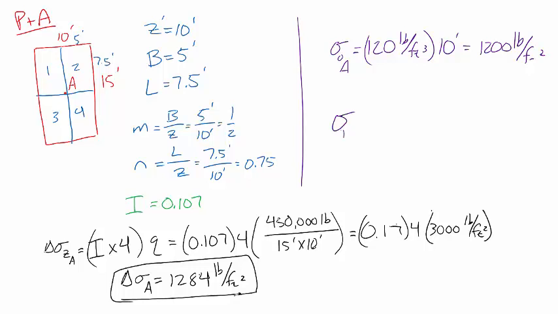So the total stress in this case is our initial stress plus our change in vertical stress at point A. Total stress is going to be 2,484 pounds per square feet.